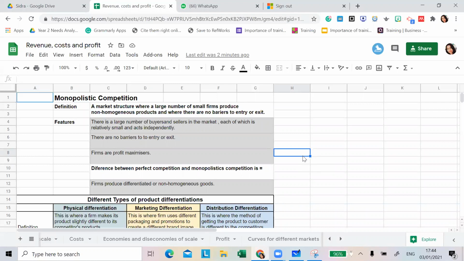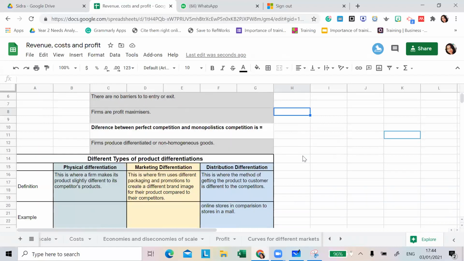Firms are profit maximizers. The difference between perfect competition and monopolistic competition is that firms produce differentiated and non-homogeneous goods. Now, when you take an example of the spice market, if you take Pakistan as an example, you can see they produce spices, right? Maybe there is a small variation between the producers, but ultimately at the end, it's a spice.